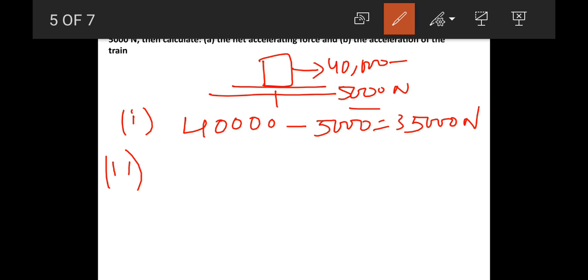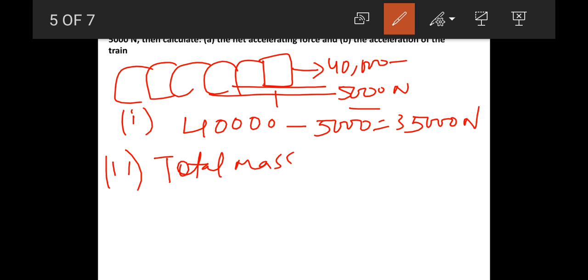Now to find acceleration, first we'll find the total mass. So the mass of this engine is 8000 kg and there are 5 wagons each of 2000 kg. So total mass, not weight, total mass. There is much difference between weight and mass, that we will see in the next chapter. So 8000 plus 5 into 2000. So that will give me 18,000 kg.